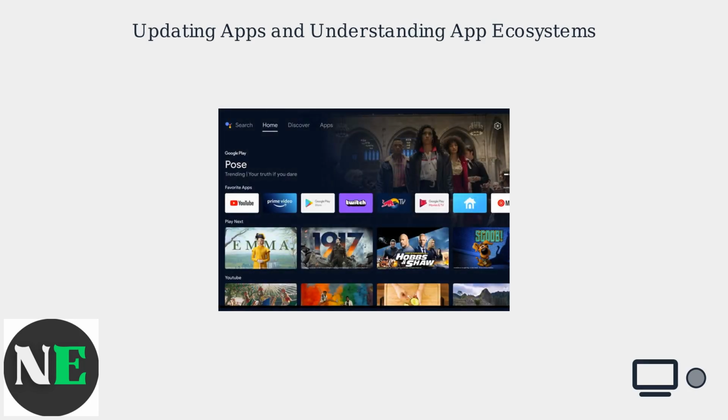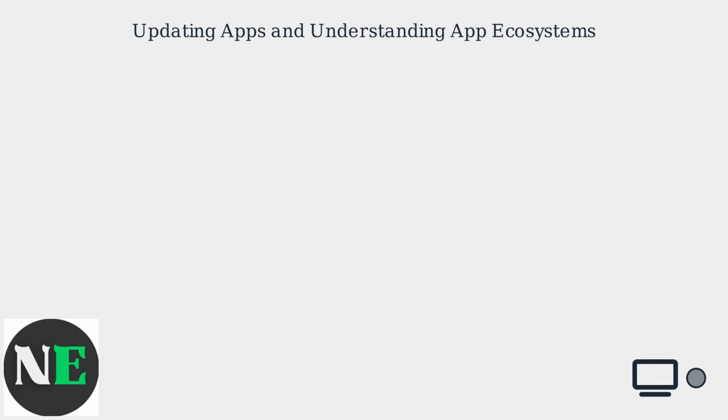Roku OS offers a user-friendly interface with over 10,000 apps, while Android TV uses the Google Play Store, supporting a wide range of Android apps and games.